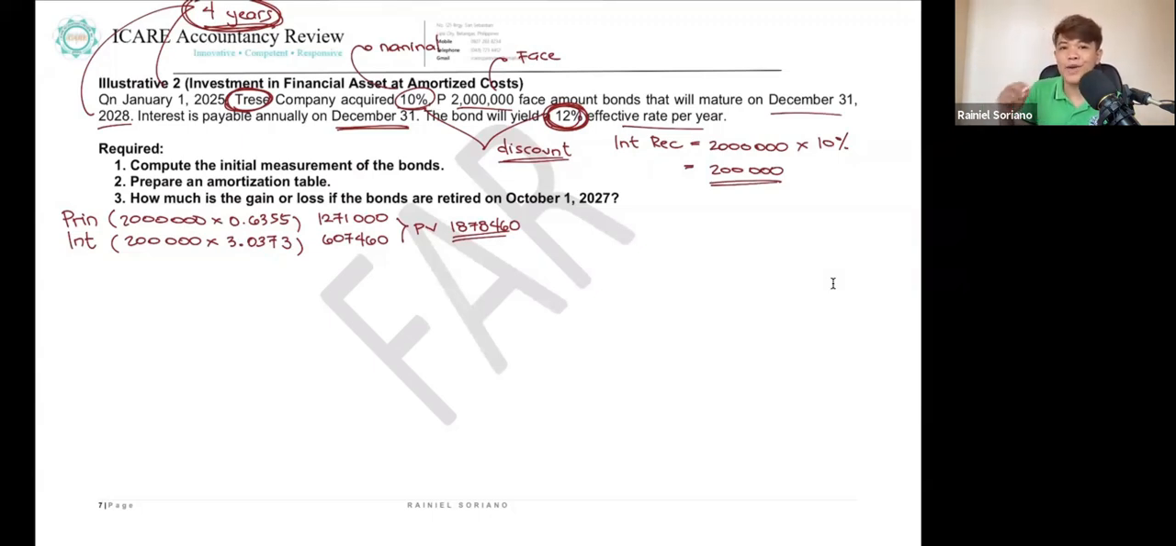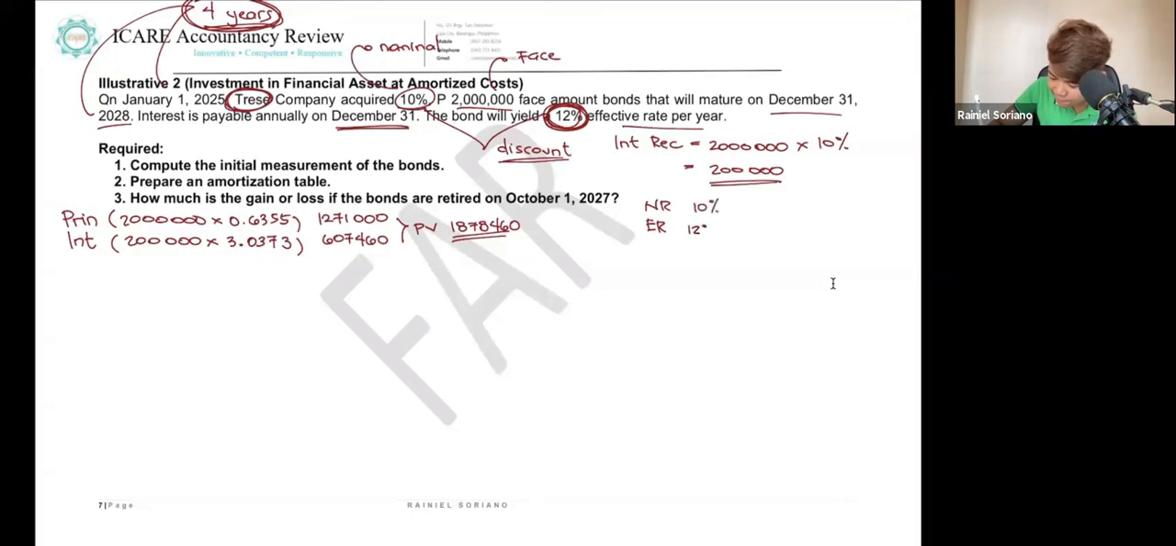Bibigyan kita ng alternative computation kung paano mo yan mako-compute. Right? Pero, syempre may difference kasi nag-round off tayo ng present value factor. Okay? So, sir, what will be the alternative computation? Well, isn't it? Alam natin yung nominal rate at yung effective rate. Okay? Nominal rate is 10%.